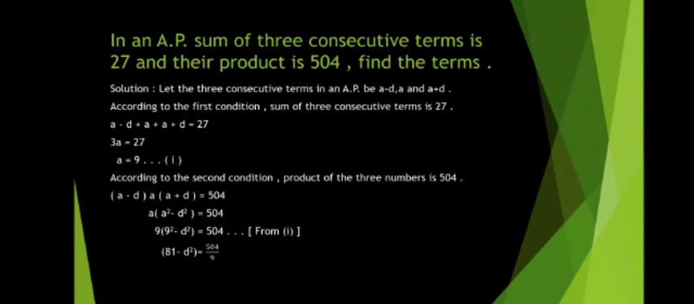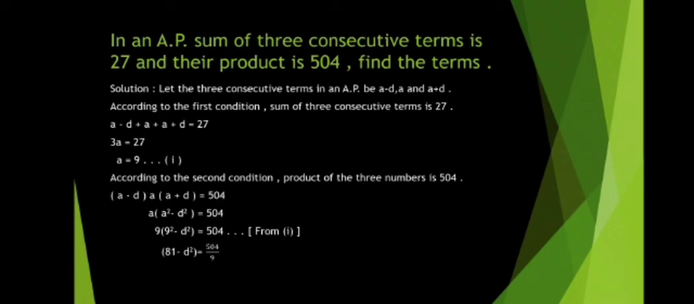Sum means to add. So we'll add all 3 terms. What will come? A minus d plus a plus d is equal to 27. In this line clearly we can see d is repeating twice but with the opposite sign. So d and d get cancelled. Now 3 times a will remain. So we'll write 3a is equal to 27. Now we'll take 3 to the other side of equal. So what will come? 27 upon 3. If we divide 27 by 3, we'll get 9. So a is equal to 9. Let's see, this is equation number 1.